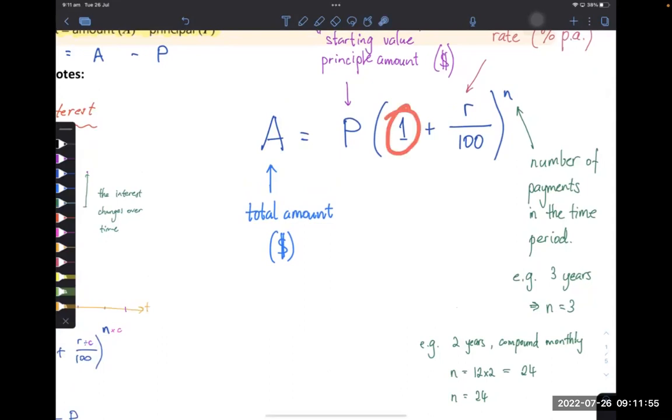Okay, this one here is like 100% of your value, and then you're adding on that extra percentage. Good question. So to explain what this one means, this is basically taking your current value and then you're adding onto it. So this is already 100% of the value, and then you're adding on that extra percentage.